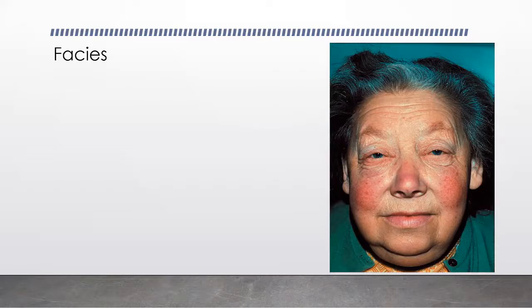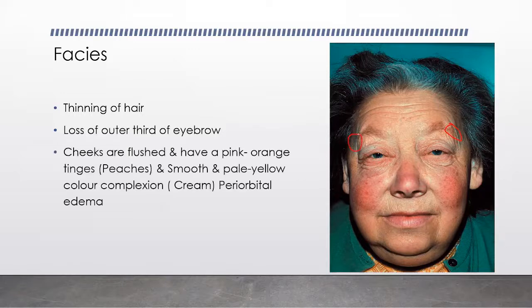After that, you will look at the face of the patient, and the face will also give some clues. Like in that picture, you are seeing thinning of hair. The hair has become thin, and in the outer aspect of both eyebrows there is loss of hair. As well, the cheeks are flushed, having pink orange tinges, and there is a smooth and pale yellow complexion. That is called peaches and cream face.